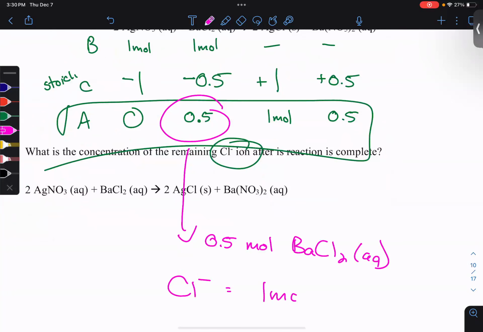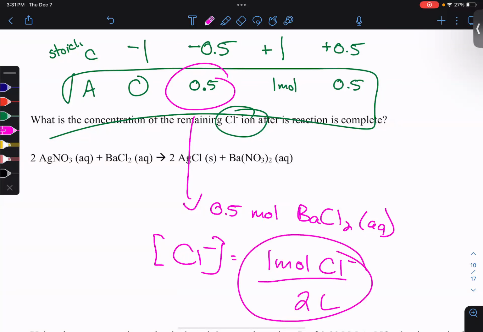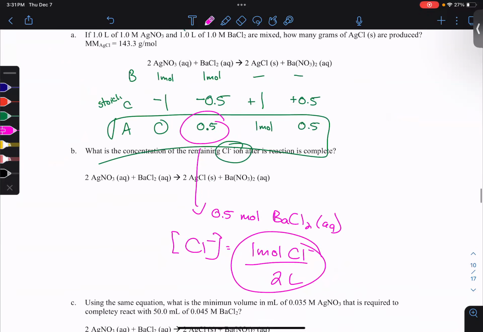1. Yeah, you have 1 mole of chloride, but is that a molarity? No, I need to turn that into a molarity by dividing by the total volume. What is the total volume? It's 2 liters because we mixed 1 liter, so it's 2 liters. So that is the concentration of chloride. You look for all the sources of chloride that are aqueous. If it's a solid, it's actually not in solution.